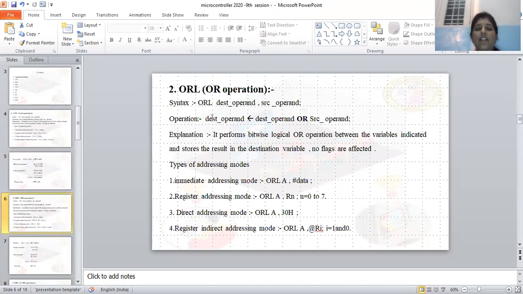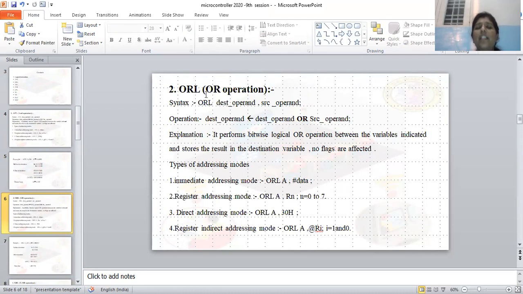Next instruction of the logical instruction set is ORL. Here the syntax of this ORL is ORL destination operand, comma, source operand. The operation of this is that the destination operand content will be ORed with the source operand content and the result will be stored into the destination operand.